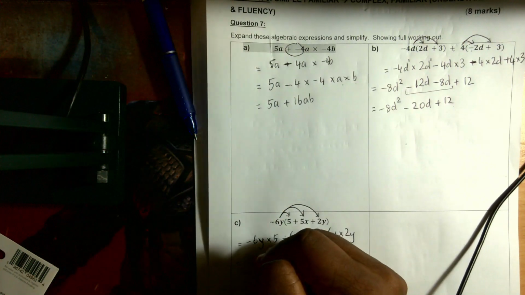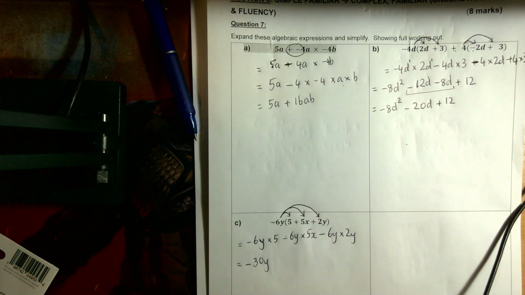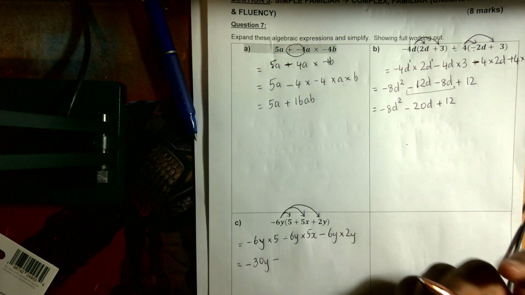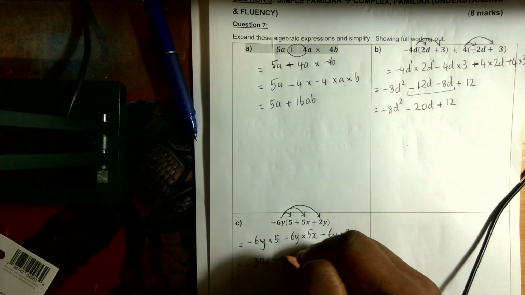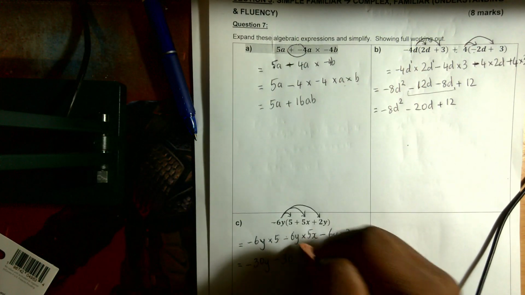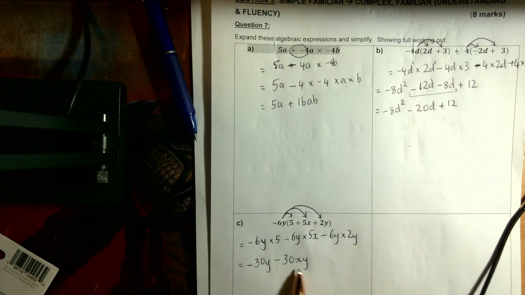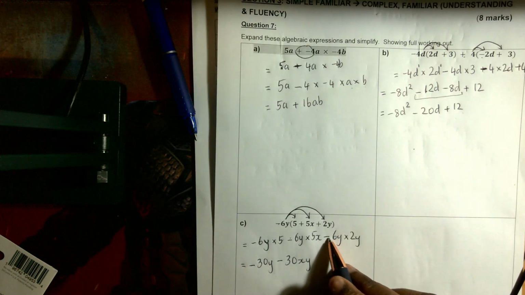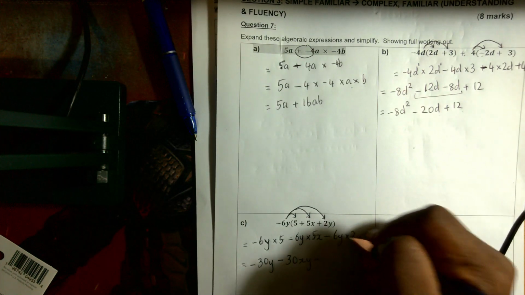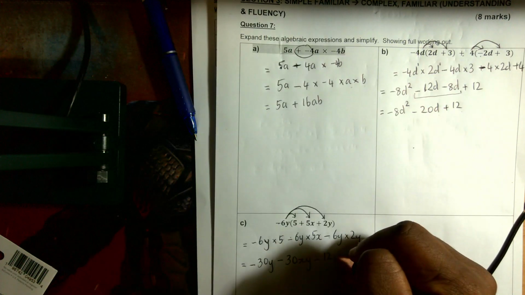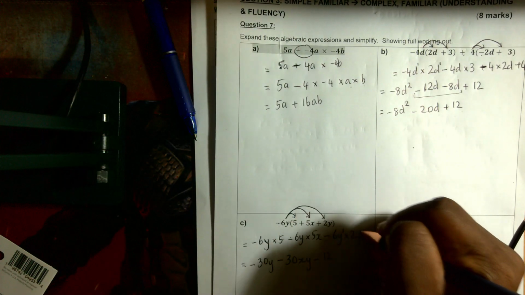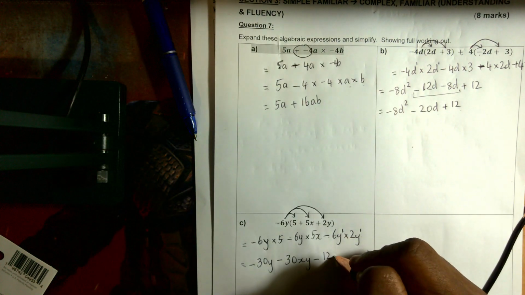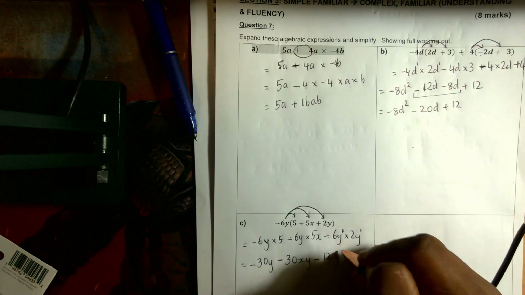6 times 5 is 30, that's y. Negative times a positive is negative. 6 times 5 again is 30. X times y is xy, remembering we love alphabetical order. Negative times a positive is negative. 6 times 2 is 12. Y times y, remembering they have a power of 1, we're going to add those powers together. So 1 plus 1, that's 2.